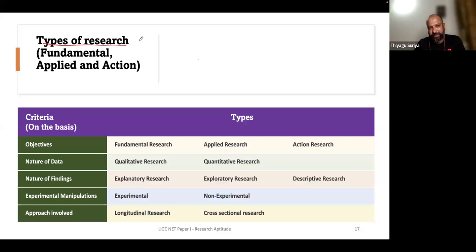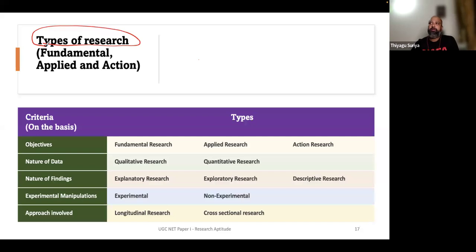When you think about the types of research, people are talking about applied research, fundamental research, quantitative research, qualitative research, a list of different research types, but there are specific objectives. Based on the objectives, or based on different criteria, we decide what kind of research it is.